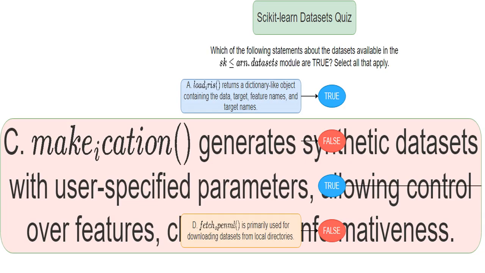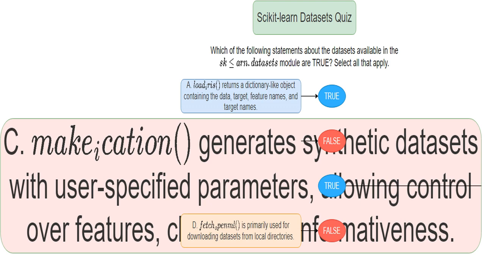This tests if you understand that make_classification is a tool to create fake datasets. It lets you customize how many features and classes, categories, your dataset has, and how much information each feature gives you about the classification. It's useful for testing machine learning models.